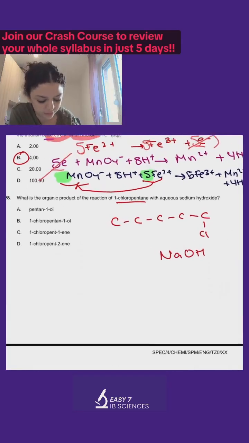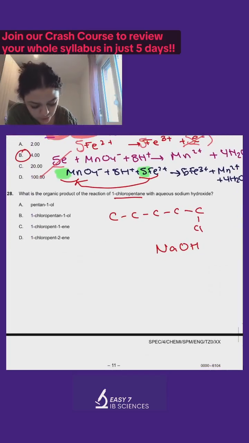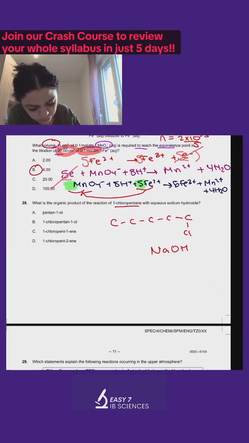What are we thinking for the answer here? So chloro-1-pentane with sodium hydroxide. We know this is a substitution reaction. What are we substituting? We're substituting our chlorine with our hydroxide, because we know our chlorine is negative, our hydroxide is negative, so they're just gonna substitute each other.